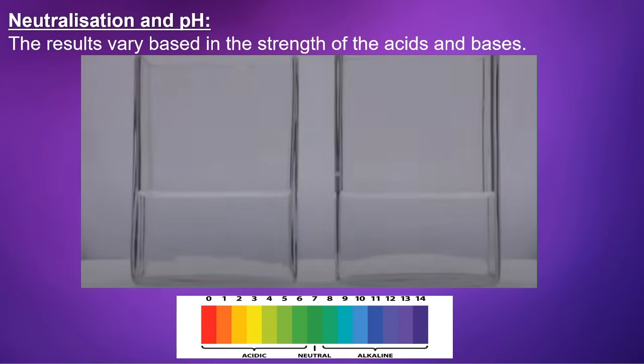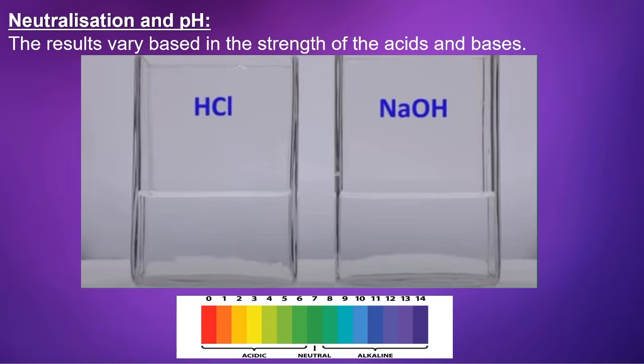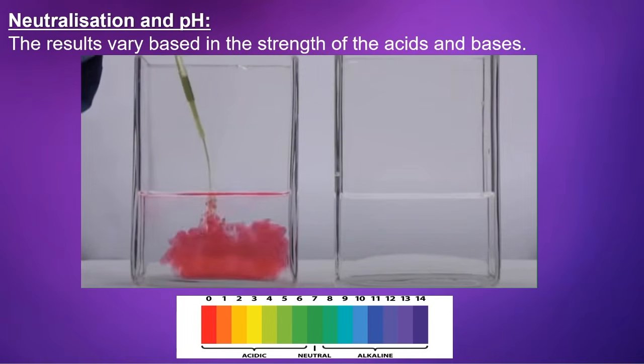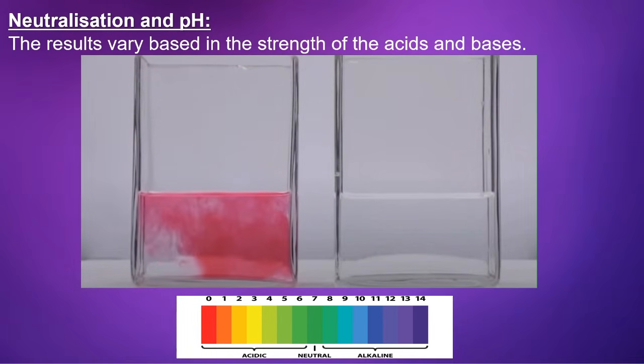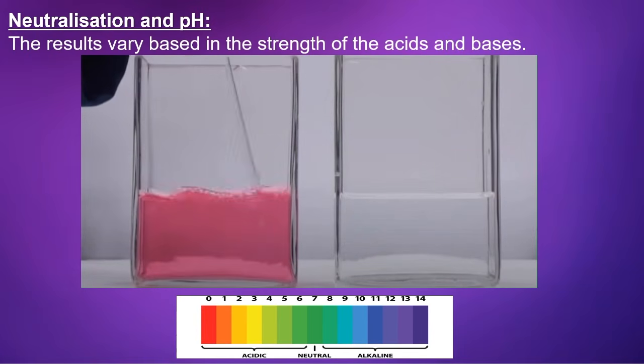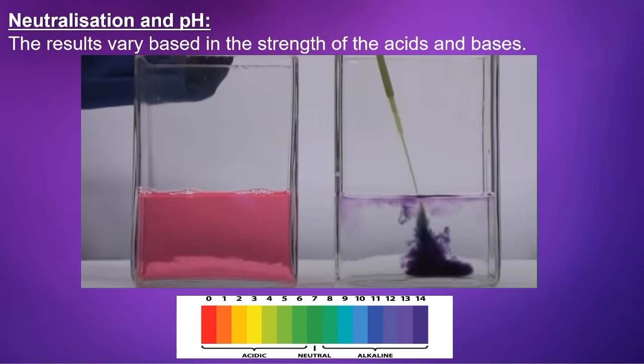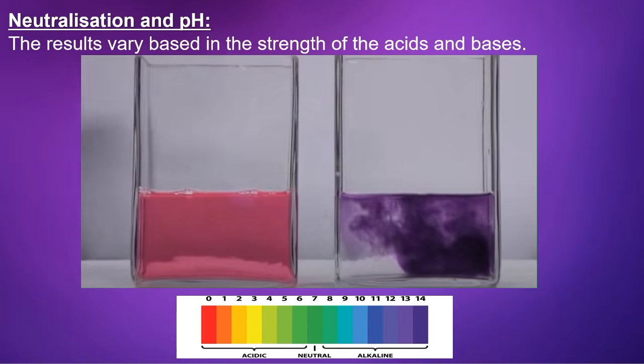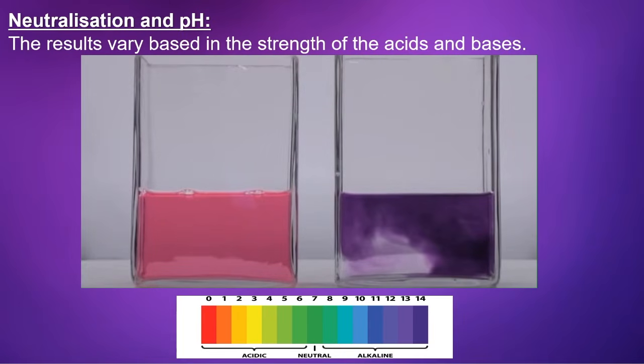In this video provided to you, we have hydrochloric acid that reacts with sodium hydroxide. Hydrochloric acid is our acid and sodium hydroxide is our base. Universal indicator is added to each one. So as you can see, the hydrochloric acid turns a red color to show us that it is an acid. And when the universal indicator is added to the sodium hydroxide, it turns a dark purple color. This shows us that substance is a base.